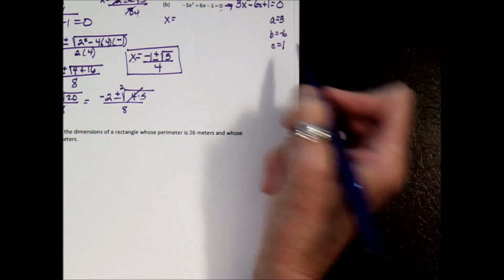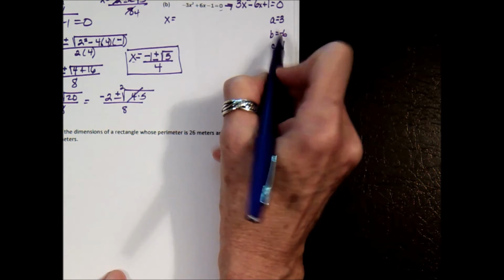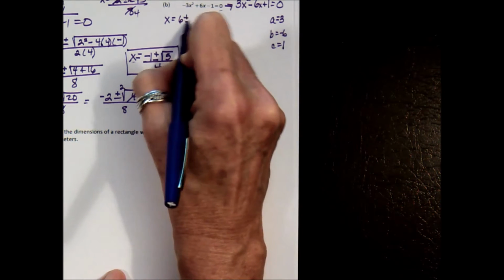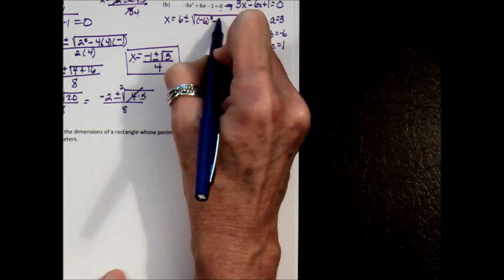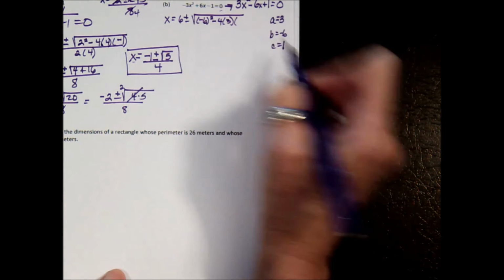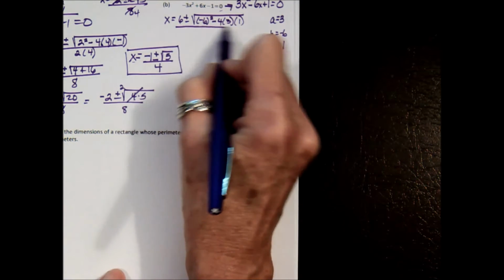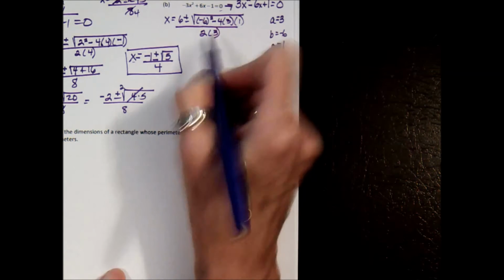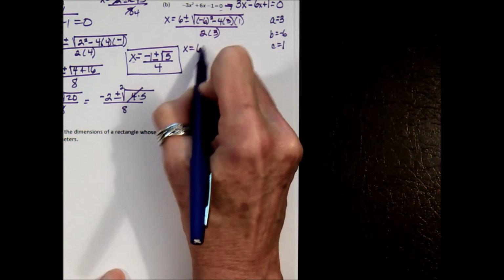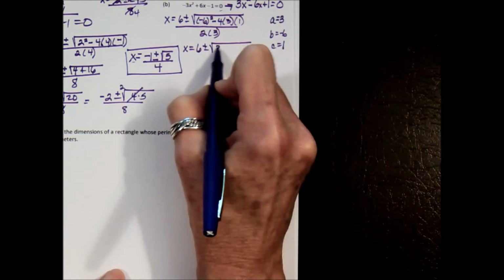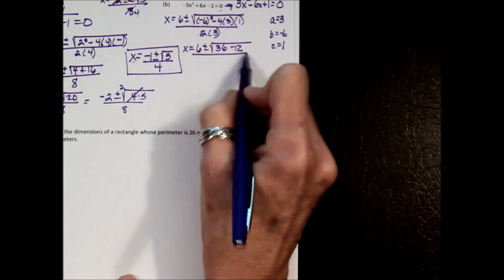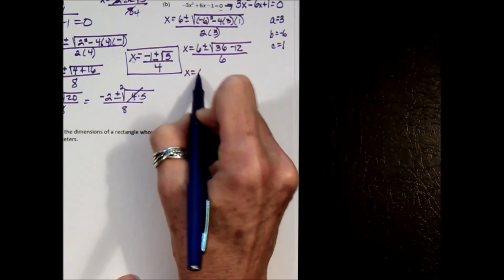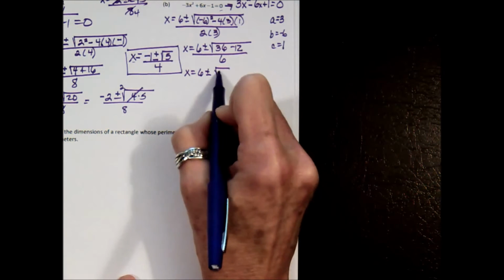And I get x equals the opposite of b. Now b is negative 6, so that's going to be positive 6, plus or minus the square root of b squared minus 4ac, all over 2a. Or x equals 6 plus or minus the square root of 36 minus 12, all over 6. x equals 6 plus or minus the square root of 24 over 6.